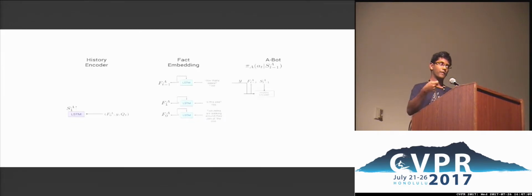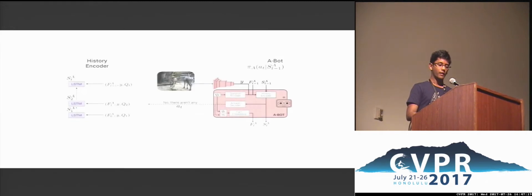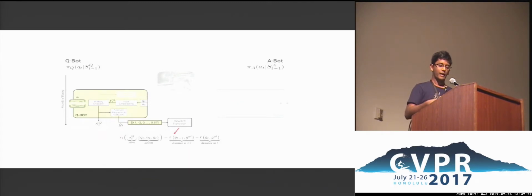So what's essentially happening is that there are two levels of recurrent neural networks. At the lowest level, there's a fact encoder, which is independently encoding each round of dialogue history, which is essentially a question-answer pair. And at the higher level, there's a history encoder, which is taking in the fact encoding for every round of dialogue and combining all of that into a single joint representation of the dialogue. And conditioned on that history encoding, ABot generates the answer. It passes on the answer to QBot. QBot encodes that question and answer, updates its state, and then makes a prediction of the image feature vector. And the reward is derived from that. So the reward is essentially how close the prediction of the image feature vector is before and after the current round of question answer.